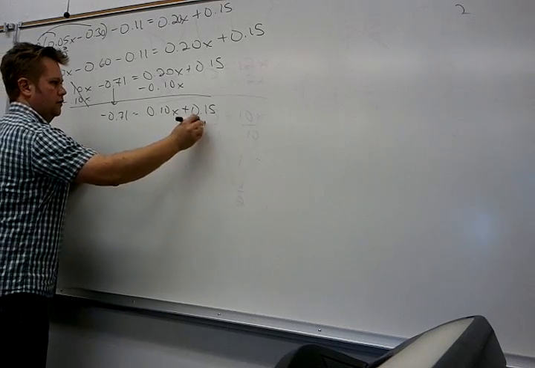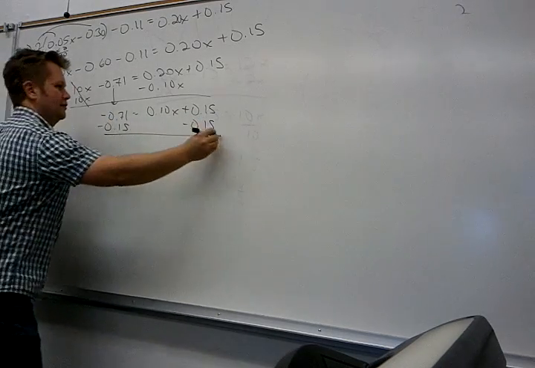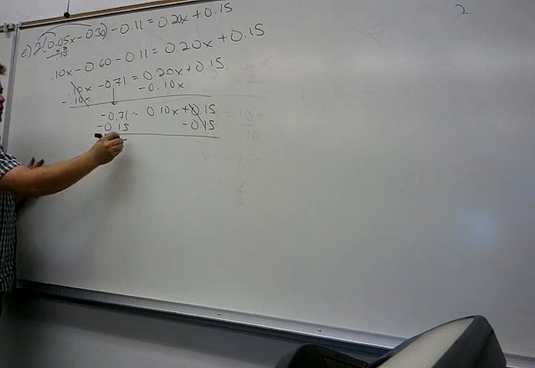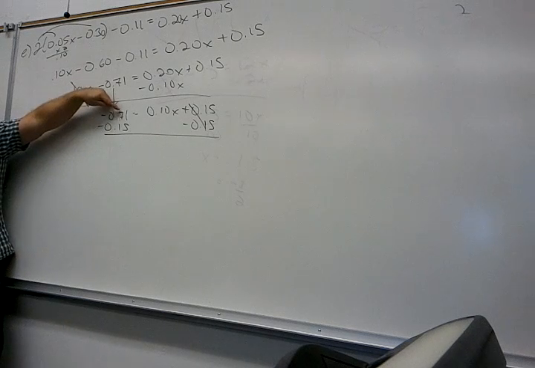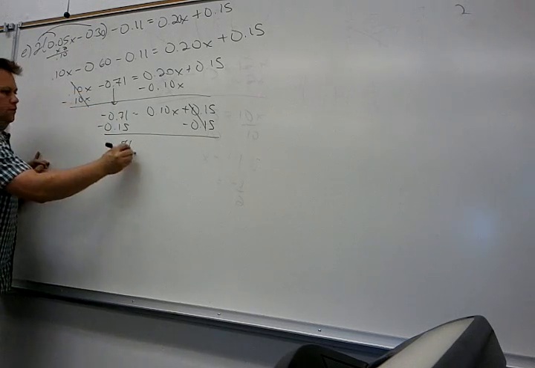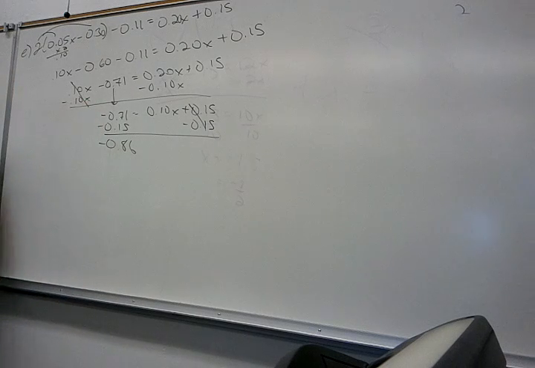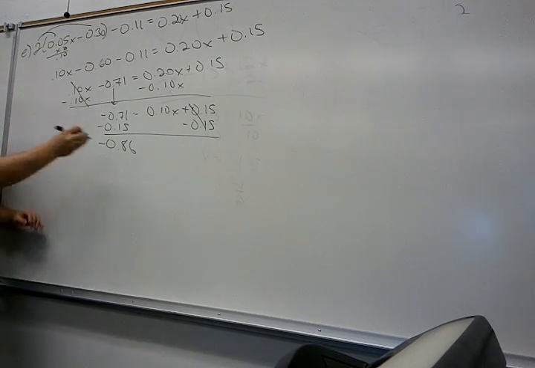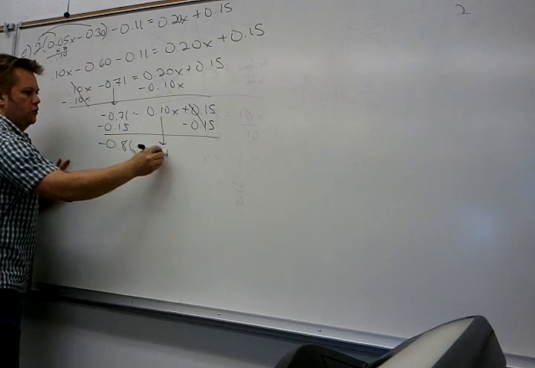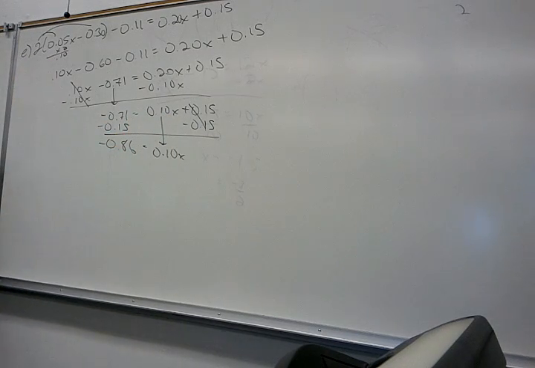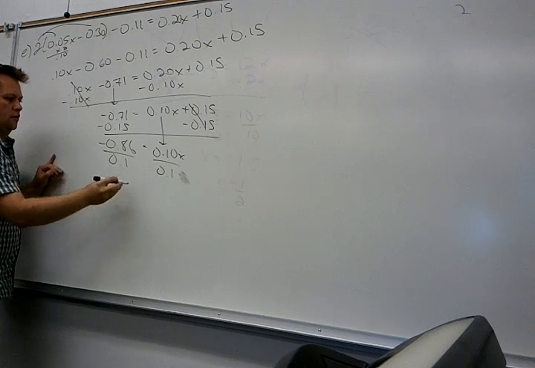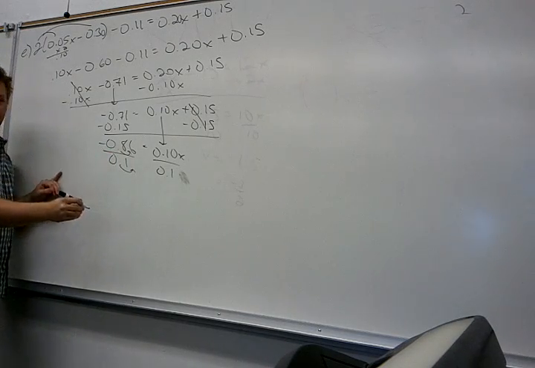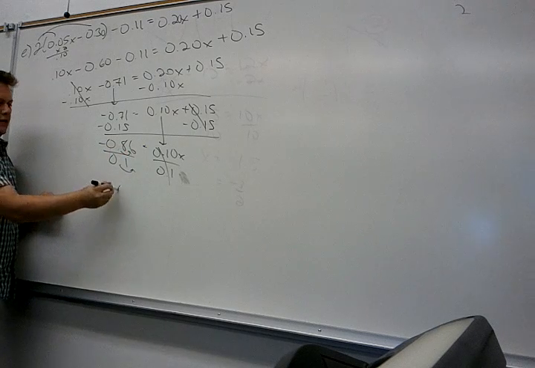My numbers. Okay, so it's 71 and 15. They're both negatives, so I'm going to add them. So 86. Put the point back on, and it's negative. Over here they cancel, so I just have the 0.10x here. And the last step almost always is divide. So move this over once, move this over once. Negative 8.6.